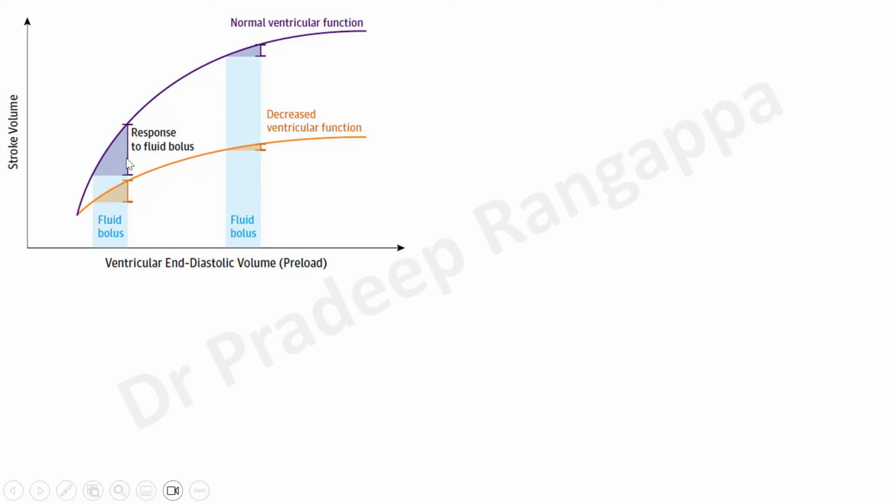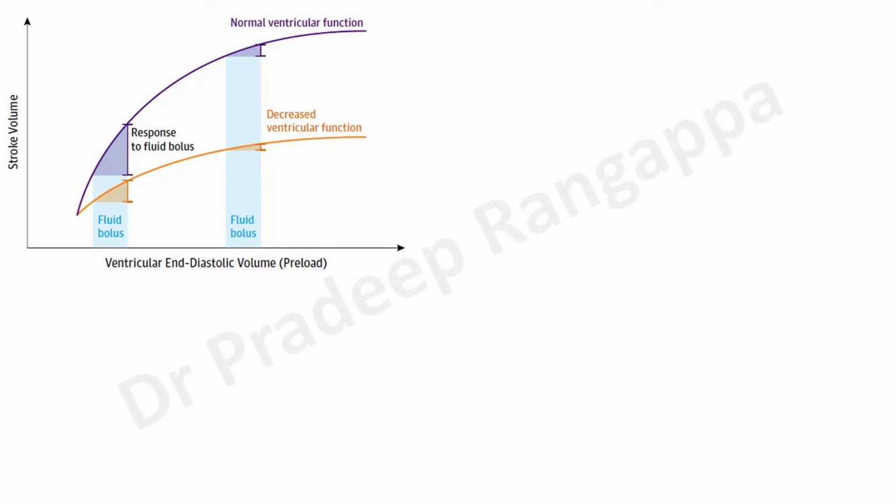As you see, someone with normal cardiac function has an ability to respond to increasing fluid boluses in a much better way as opposed to someone with a depressed cardiac function. So this patient has depressed function, but even a patient with depressed cardiac function has some ability to respond to some fluid.